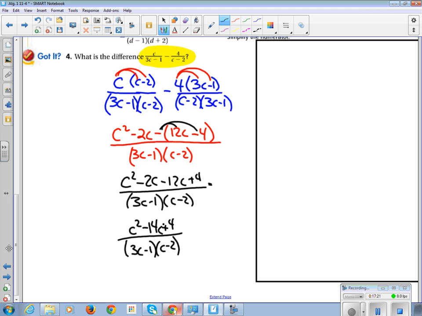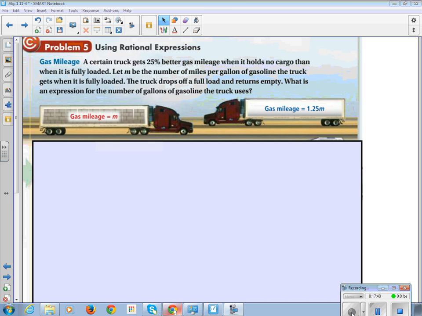And I'm just doing a double check. Are there two numbers that multiply to give us 4 and add to give us negative 14? No. Just to make sure we can't factor this numerator here. And that's our answer. All right, so let's talk about the gas mileage problem.